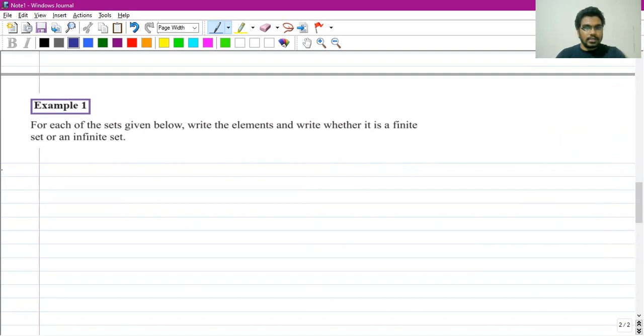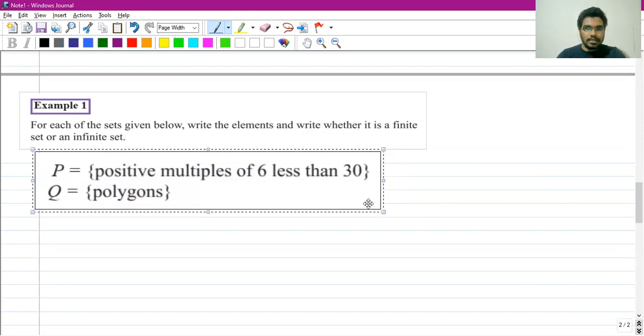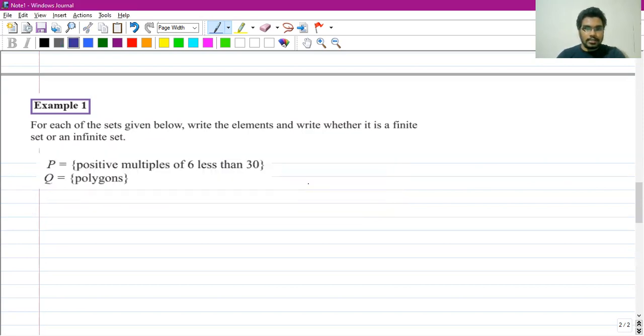For each of the sets given below, write the elements and write whether it is a finite set or an infinite set. Shall we see P and Q? These are the two sets. Shall we see set P?